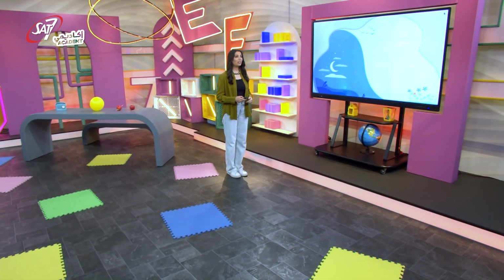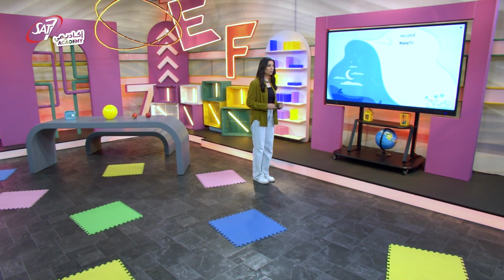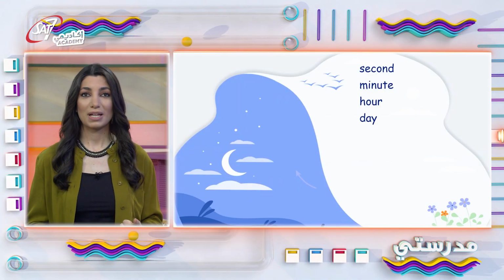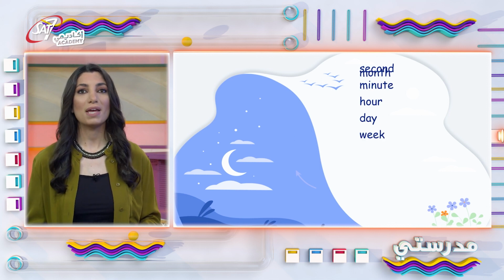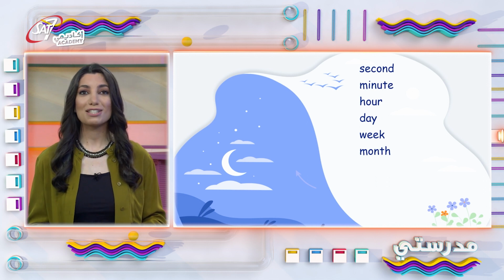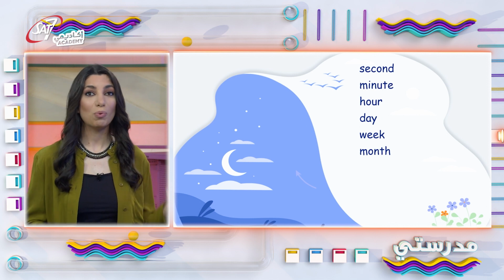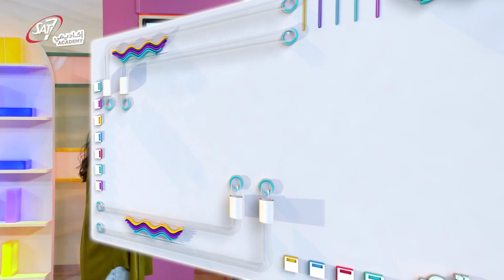Let's make a list of words we use to refer to time. Begin with the smallest unit of time, which is the second. Every 60 seconds, there's a minute. And every 60 minutes, there's an hour. What happens every 24 hours? There's a new day. There are 7 days in a week, and every 30 or 31 days make a month. A month contains 4 weeks and a few days. It's slightly more than 4 weeks. Every 12 months, we have a year. What comes next? Can you think of more words?